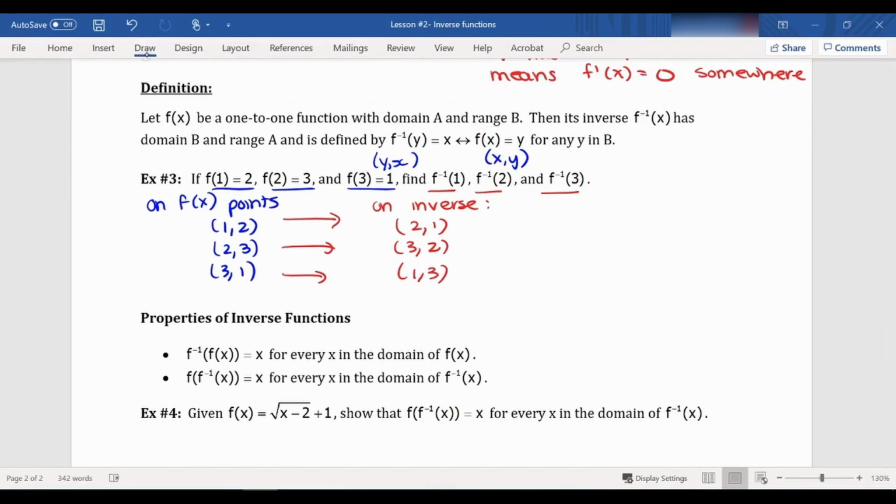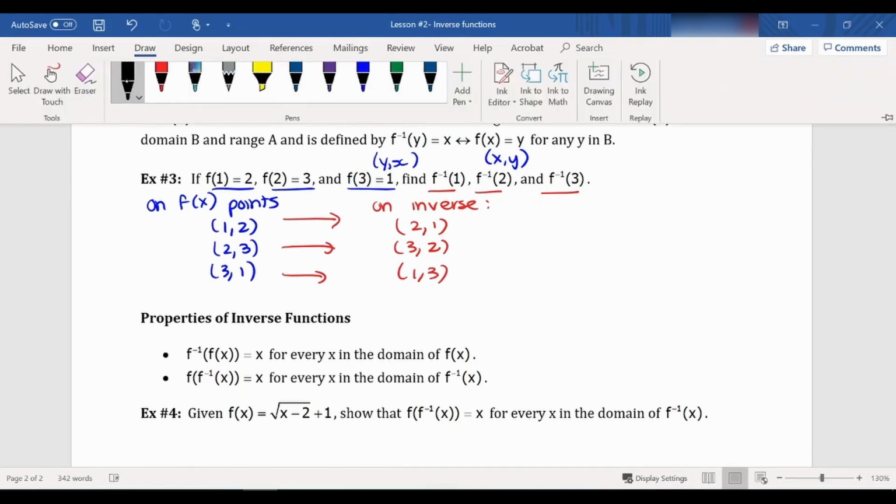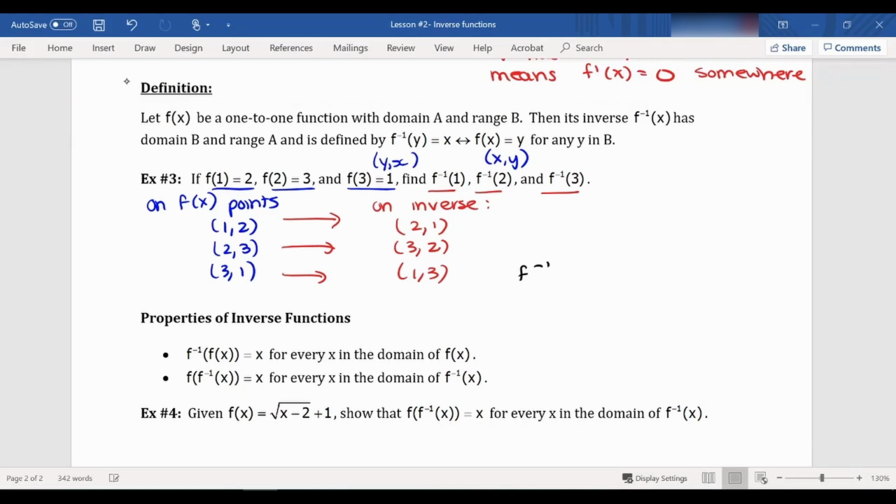So that means that f inverse of 1 would be 3. f inverse of 2 would be 1. And f inverse of 3, 2. So these are all points (x, y). These are all the flipped versions (y, x). And this was asking us for the inverse, where now the inputs are y's. I find it helpful to make a little table or a list.